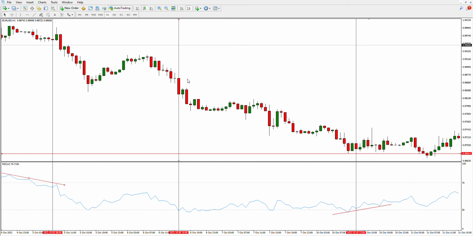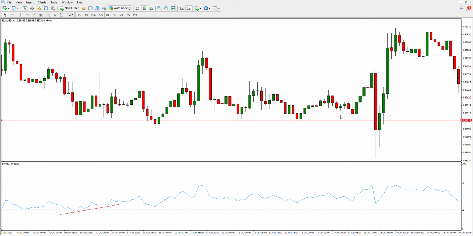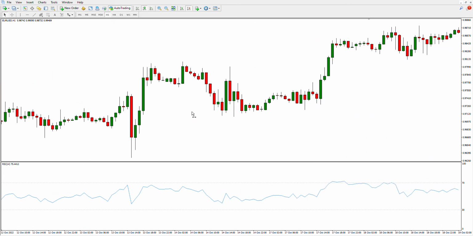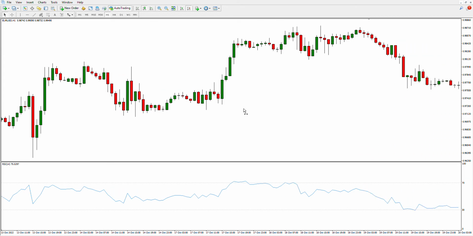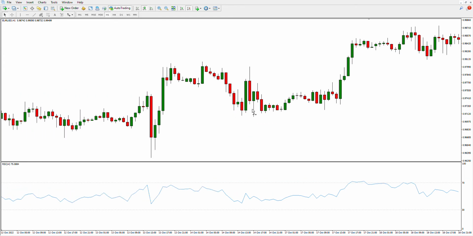Okay, well, not all of the RSI trades will be like that, as I will show you now. For example, just get rid of those off the chart. Okay, let's find an example where it didn't work in our favor.